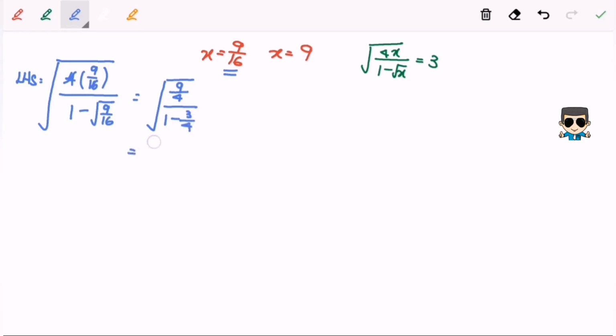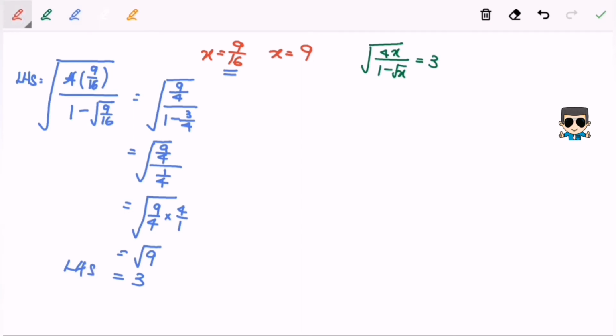So we can simplify square root of 9 over 4 over 1 over 4 equals square root of 9 over 4 multiplied by 4 over 1. So finally, we have square root of 9, which is equal to 3 for the left hand side. As we all know, for the right hand side, the value is equal to 3. So the left hand side and right hand side are equal, meaning that x equals 9 over 16 is valid because it satisfies the equation.